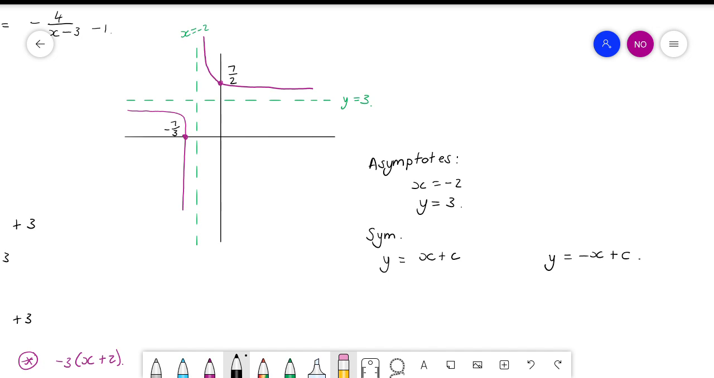What is the point that I substitute into both those to solve?